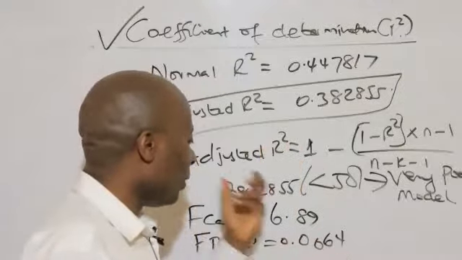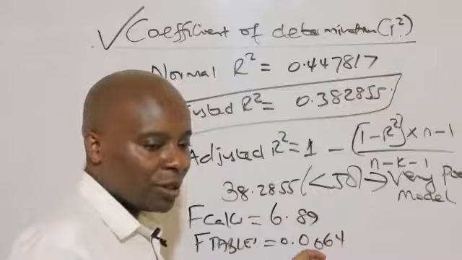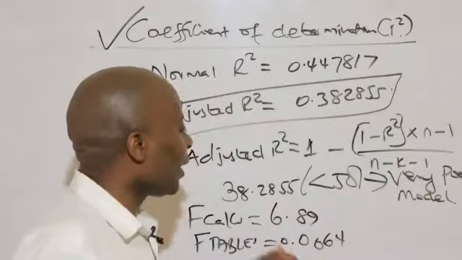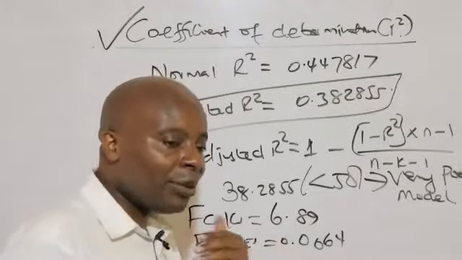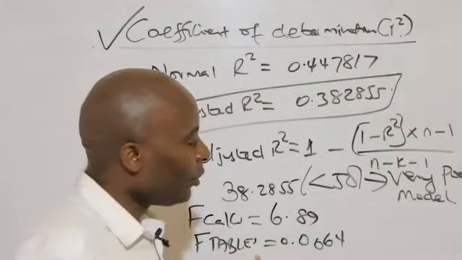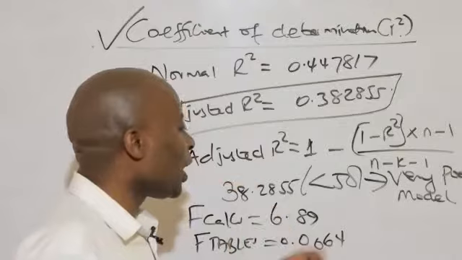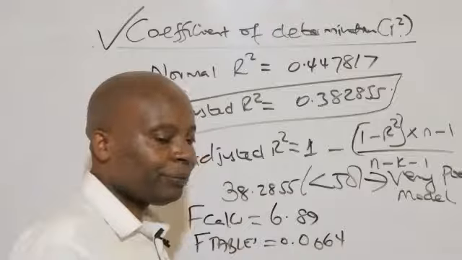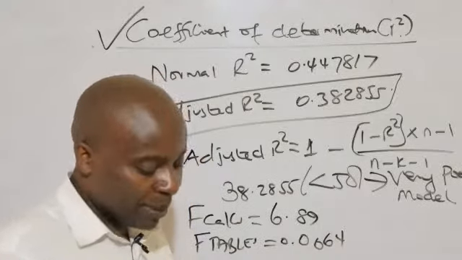So the F of the model is 6.89, which is more than this, meaning that the model is significant. So basically, it's like I'm doing a hypothesis. So I've been able to finish the one of F. Straight away now I'll go to the one of T.